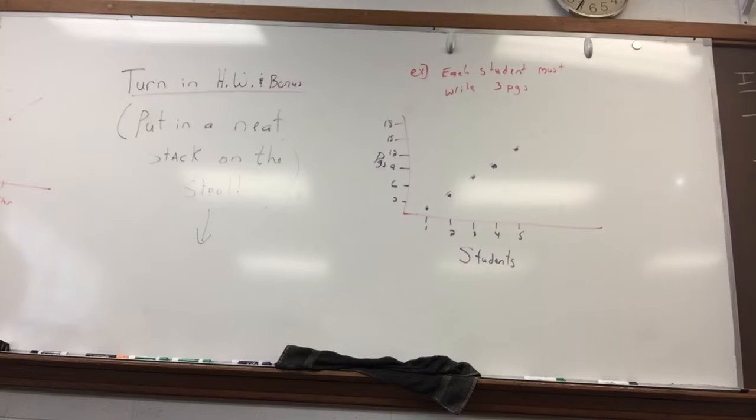So for A, you should have discrete. For B, you should have non-discrete. Anytime that we're dealing with time, it will be non-discrete. That's a key. If it says we're dealing with time, it's not discrete.